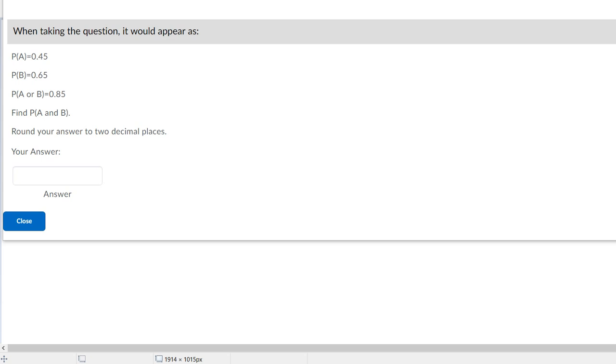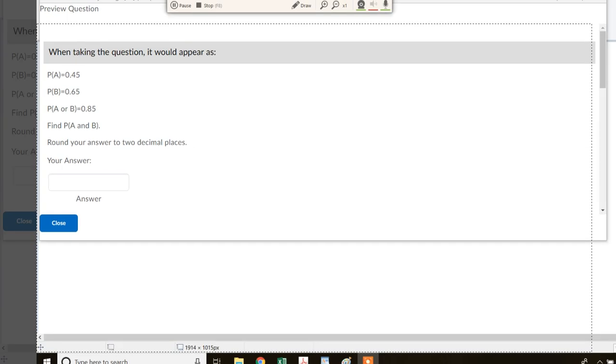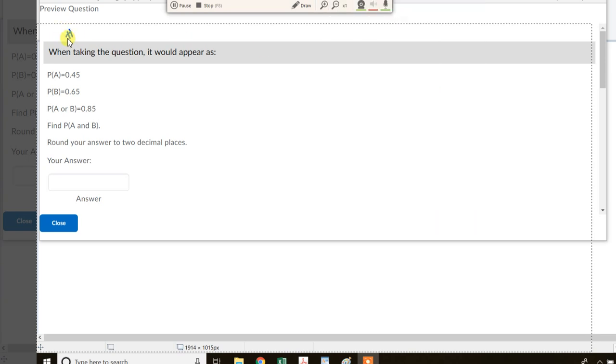This is actually problem number 9. Let me go ahead and bring up the sketch pad. So on problem number 9, let's just remember our basic rules here. For the probability, they're giving us the or, they want the and. What's the formula for or? It's the probability of the first guy plus, or is always a plus, the probability of the second guy minus the overlap.